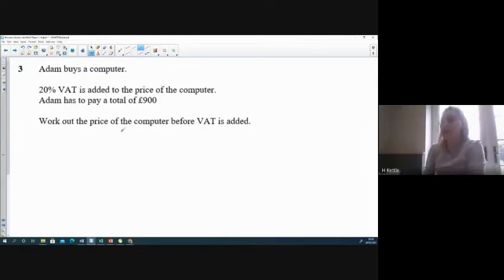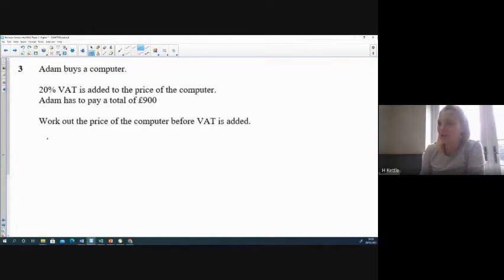Okay, Adam buys a computer. 20% VAT is added to the price of computer, and he has to pay a total of £900. Now, what's really important with percentages is we have to work out, has someone already done the change, or are we doing the change? Now, in this example, it says 20% VAT has been added, and then it's £900. So someone has already added that 20% on, which means that the number that we've got is not 100%, it's 120%. So a couple of ways to do this.